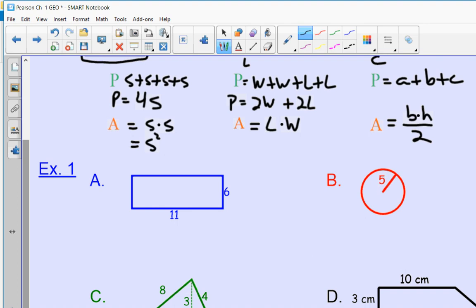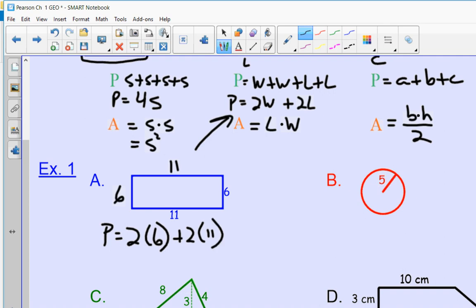I'm assuming this is a rectangle because not all the sides are the same, so I'm assuming that's going to be 6 and that's going to be 11. Okay, so if I go back here and use that little formula, the perimeter equals 2 times the width, I'll call it 6, plus 2 times the length, and that'd be 11. So 2 times 6 is 12. 2 times 11 is 22. If I add those together, I believe I get 34.